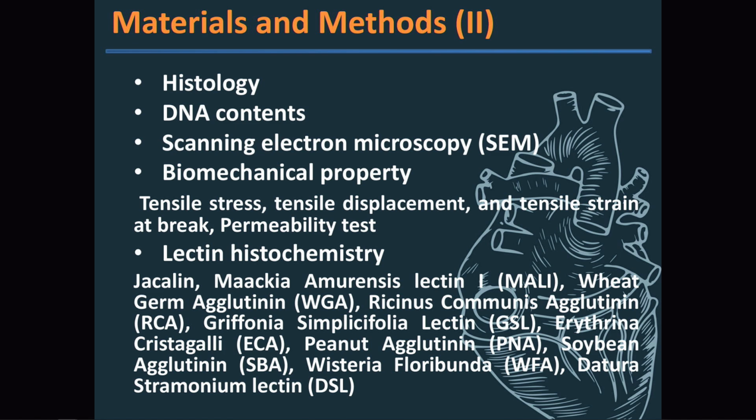Materials and methods included histology, DNA content, SEM, biomechanical property, and lectin histochemistry, including MAL, WJ, ICA, GSL, ECA, PNA, SBA, WFA, DSL. This lectin histochemistry is representative for xenoantigen expression.